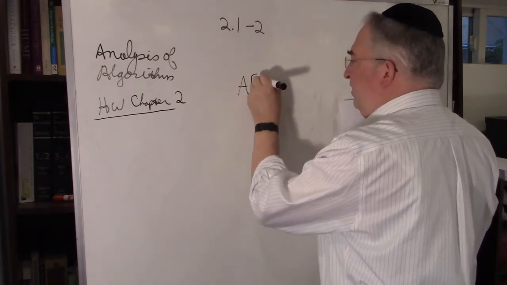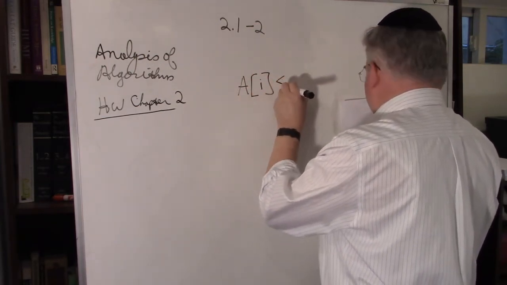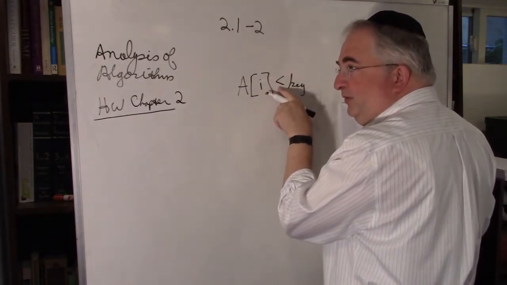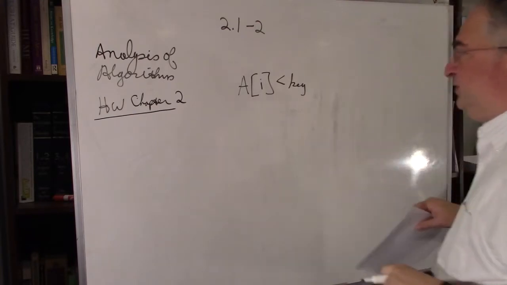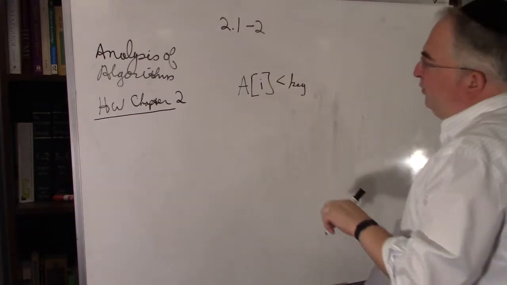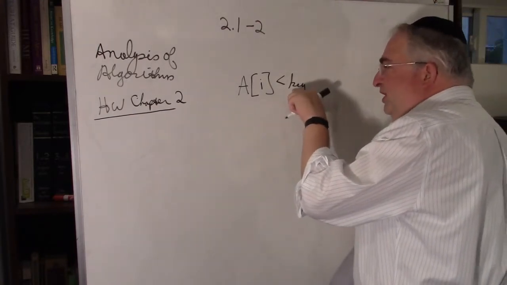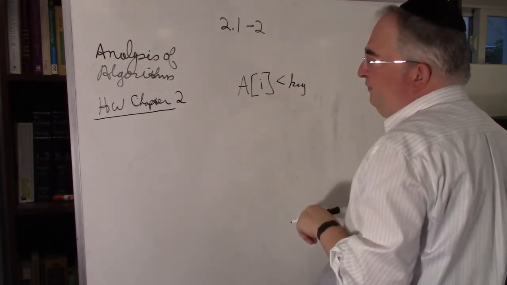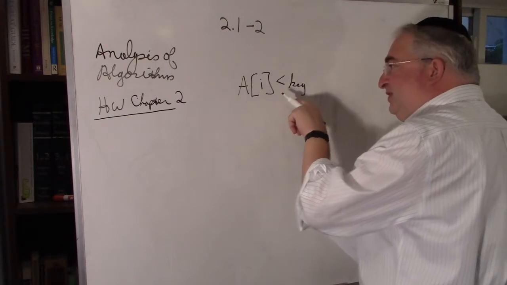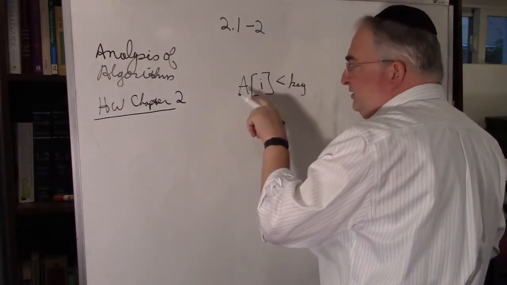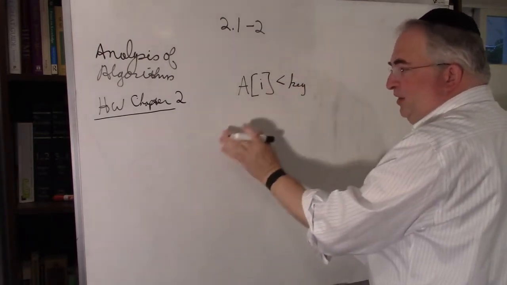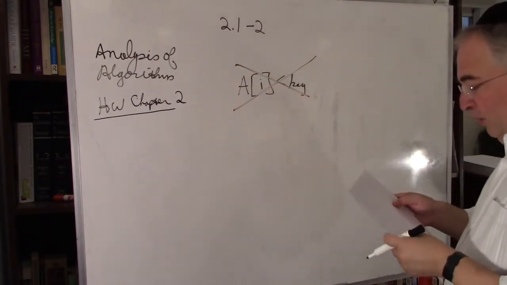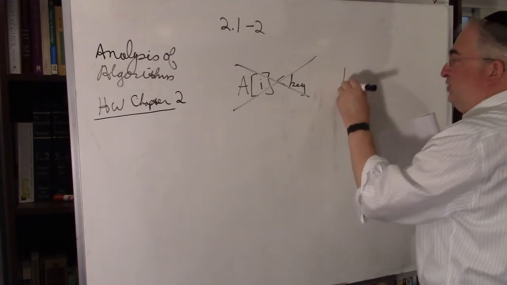Beforehand, it said A of i is less than key. By the way, that's interesting: less than, not less than or equal to. So that answers the question. In other words, you're trying to put the key in the right place, and you go further and further back until you find the right place. That's if the numbers are going up. Now we want the numbers to go down. We want decreasing. And so we change it like this.